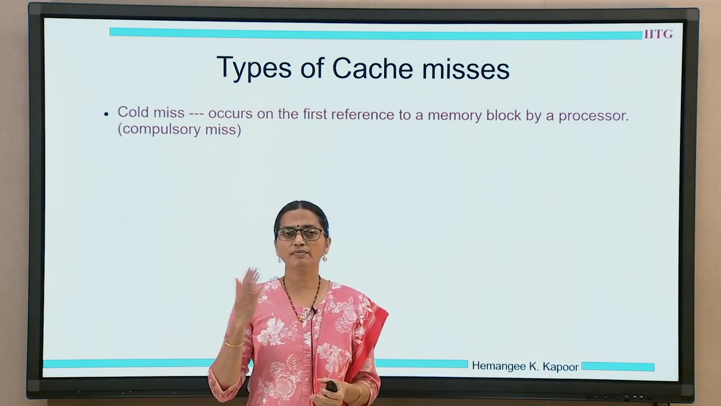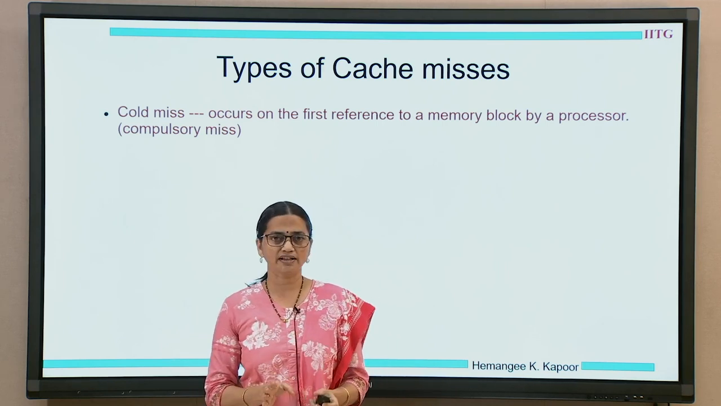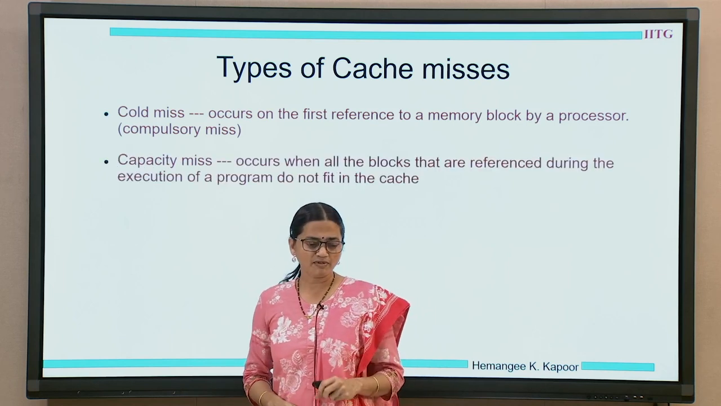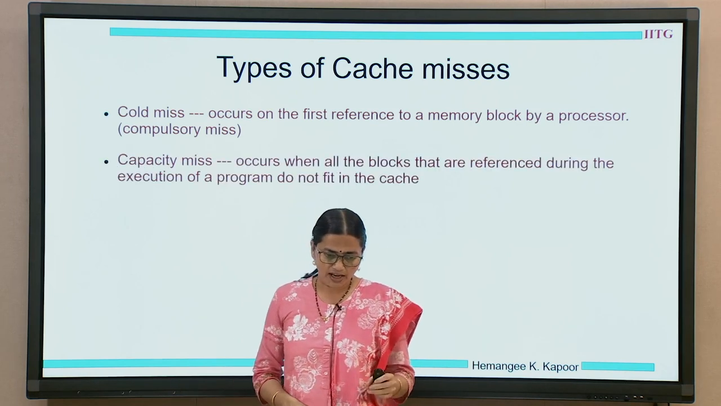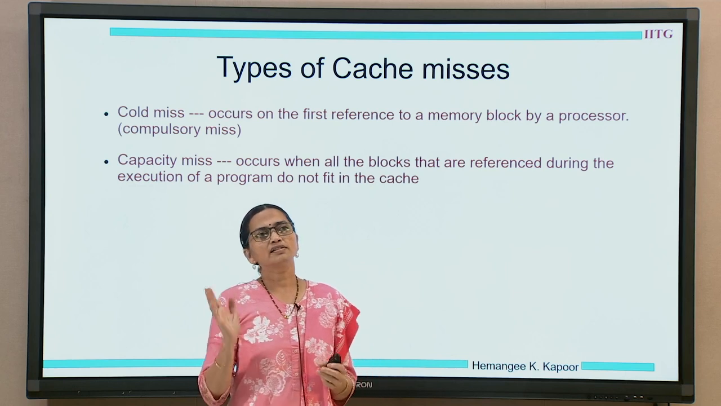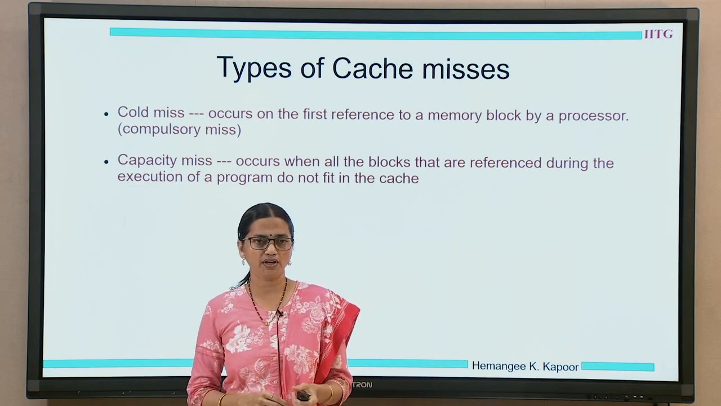It is going to come from the main memory to the cache, and obviously on the first access it is not there in the cache, right? So this is a compulsory miss. It is going to happen. Then the second type of miss is capacity miss, because the cache is small and we can't accommodate all the accessed blocks within this cache. Hence, some blocks will have to be removed before you bring in new blocks into the cache.